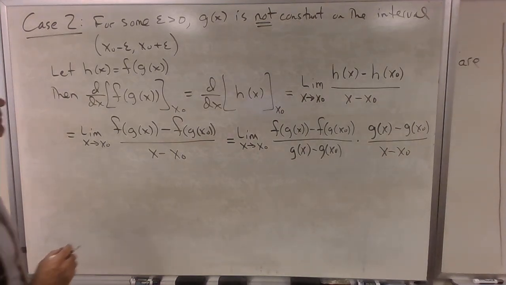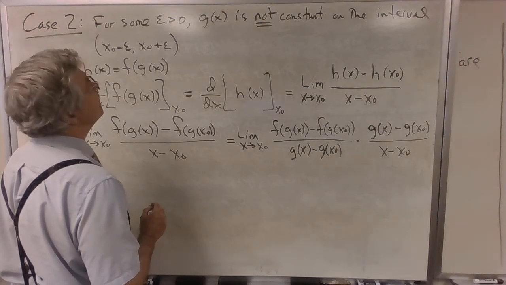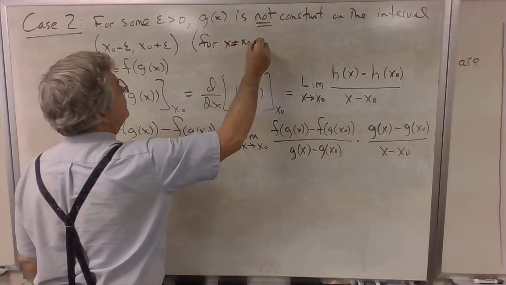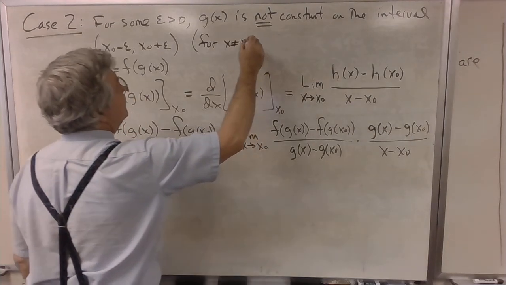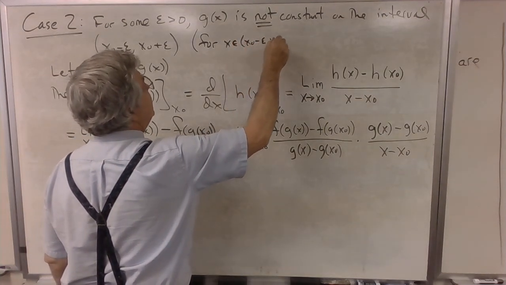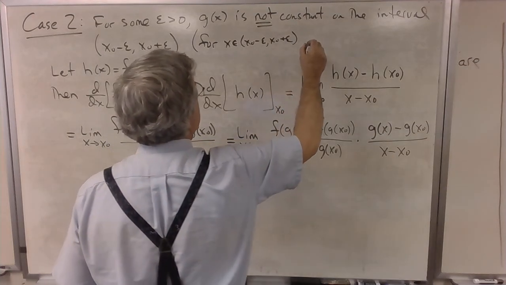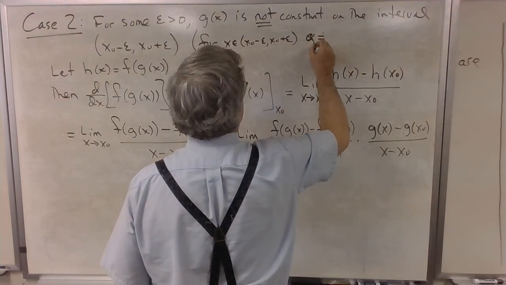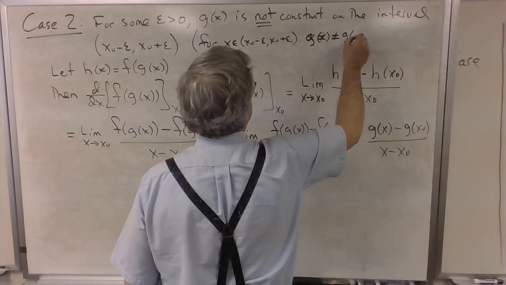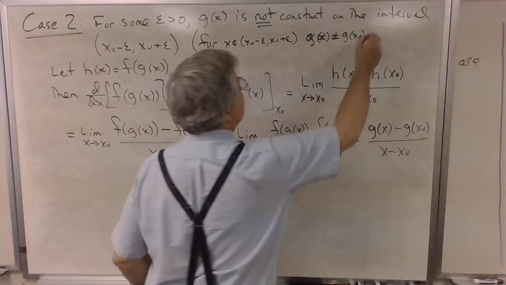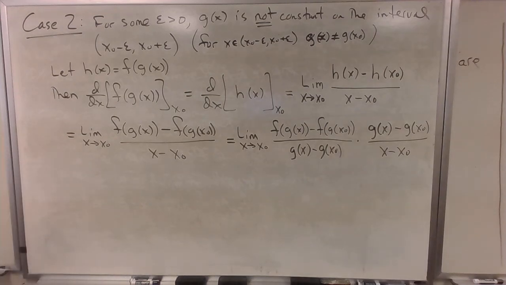And maybe I'll make this a little bit stronger. And just say for x not equal to x naught, for x in (x naught minus epsilon, x naught plus epsilon), g of x is not equal to g of x naught. So if g isn't constant, we ought to be able to do that.